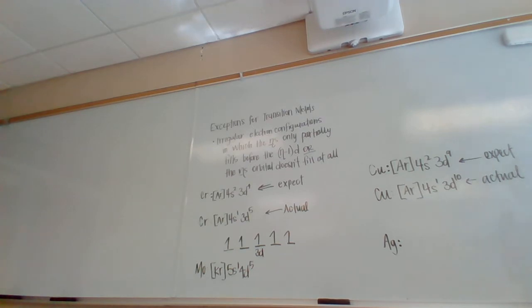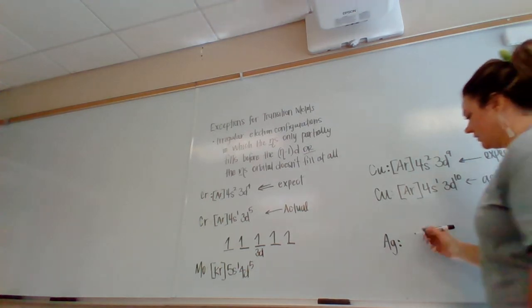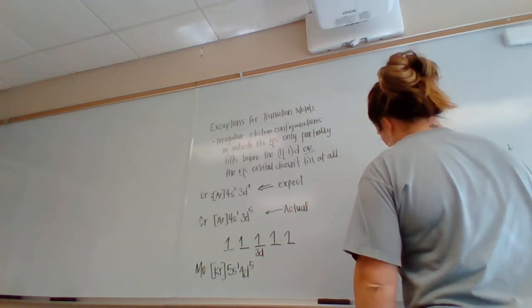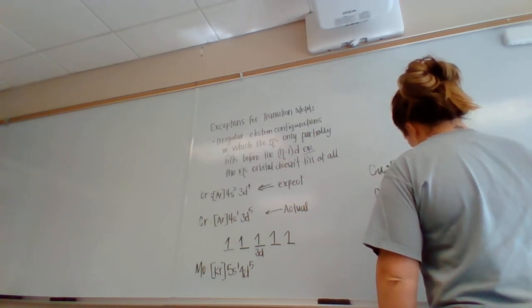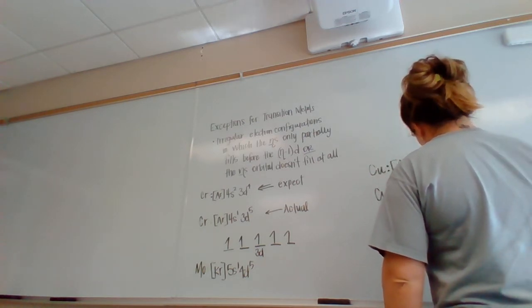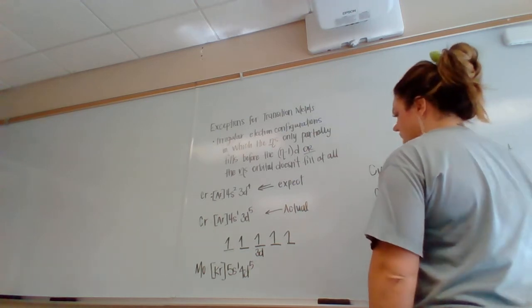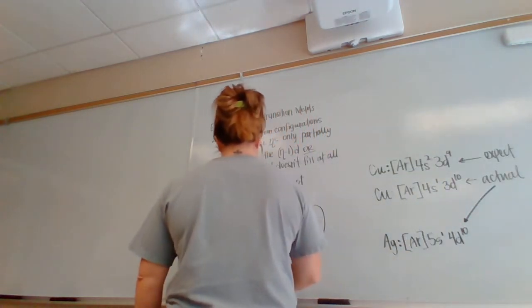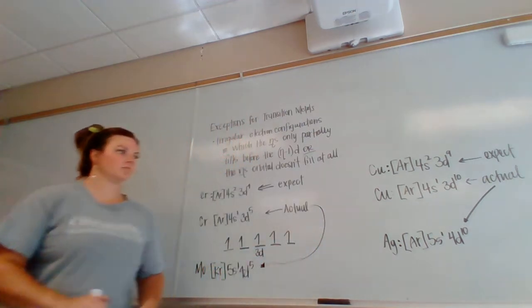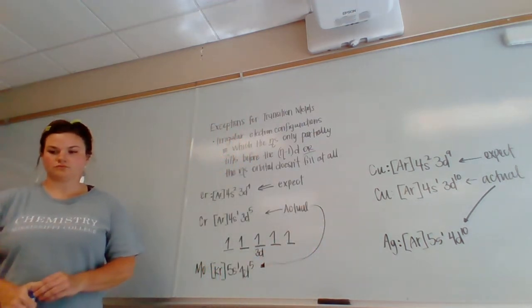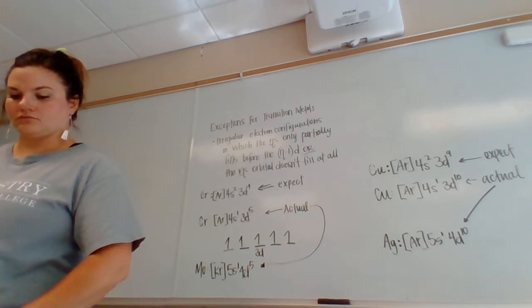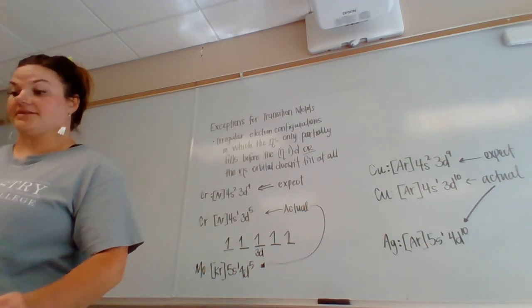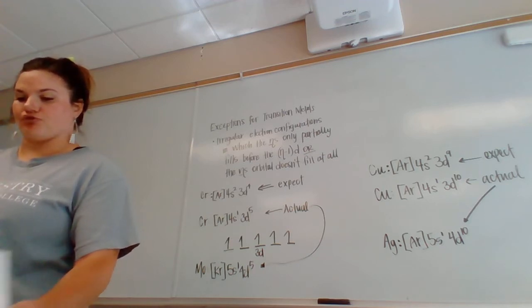Exact same thing for silver. It's just going to be 5s1 4d10. Yes, those are the only 4 I want you to know.